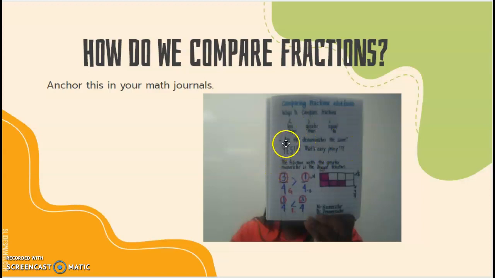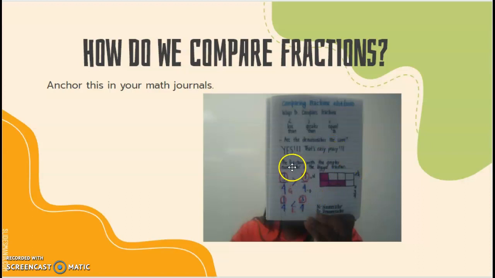And I have an example at the bottom where it says three-fourths is greater than one-fourth. And we're going to get into you being able to understand how to compare it using the same denominators. And that's exactly what it says. It says, are the denominators the same? It says yes.